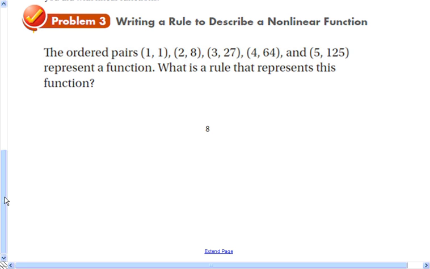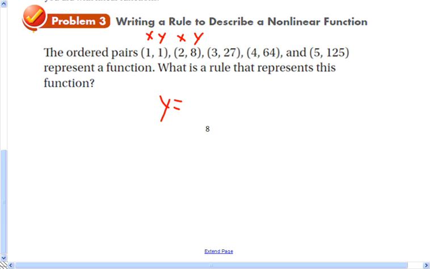And so look at these ordered pairs. Right away we know it's nonlinear because from here to here we're going up by 7. Then we're going up by 19, then we're going up by a heck of a lot more, like 30, 37. So it's definitely nonlinear. And now we just have to see if we can look at the numbers and try to find a relationship between the x and the y in each of these to come up with an equation.